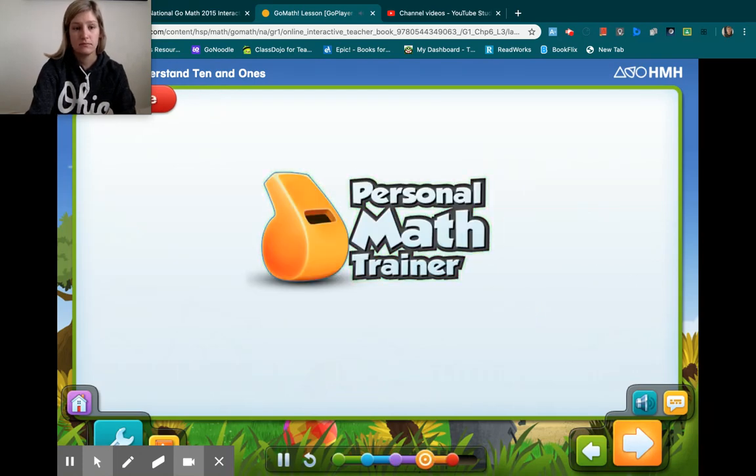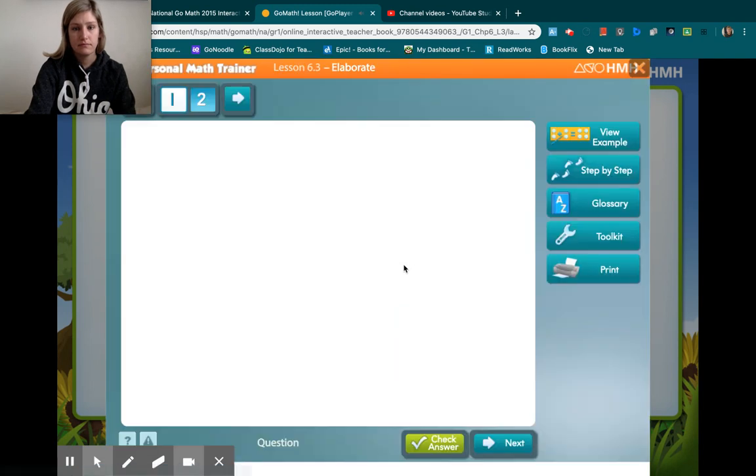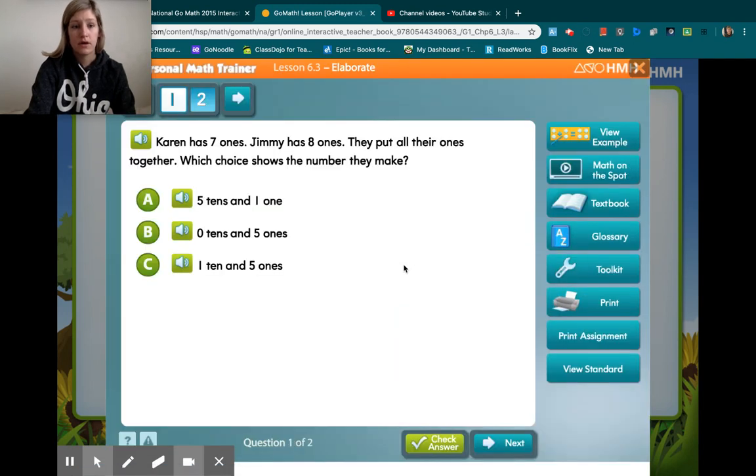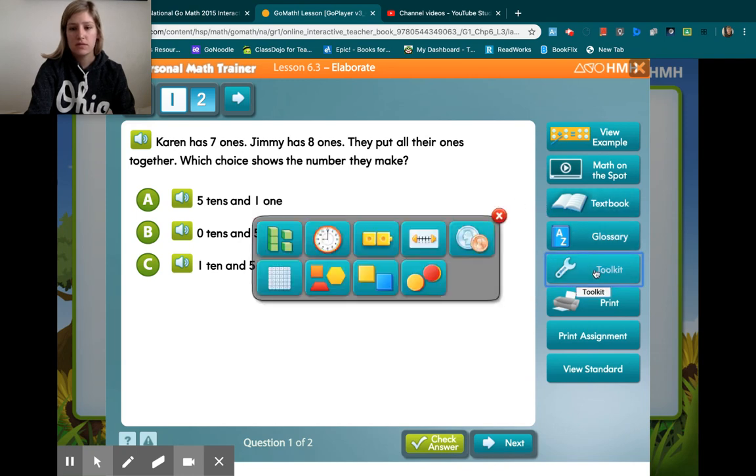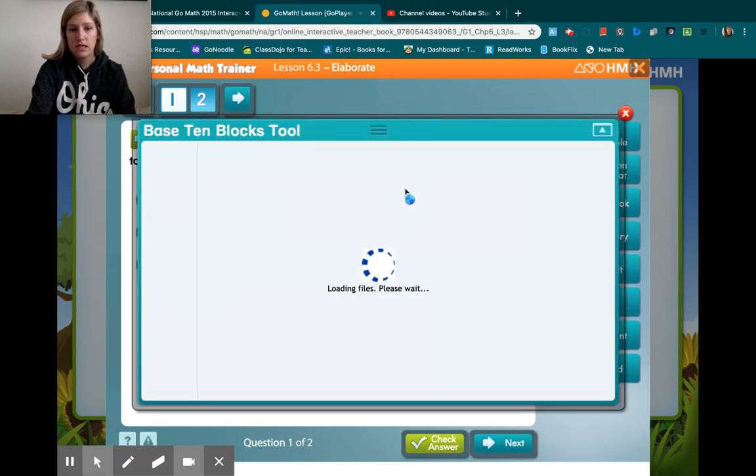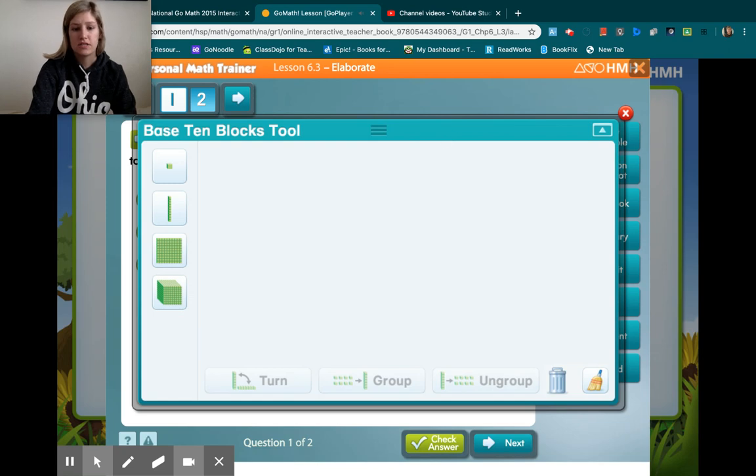Now let's practice with the personal math trainer. All right, let's look at what the personal math trainer has for us today. Okay, it says Karen has 7 ones. Jimmy has 8 ones. They put all their ones together. Which choice shows the number they make? So Mrs. Maris wants to see if in our toolkit we have 10 frames. You know what? I don't see 10 frames, but I do see cubes. Oh, this is perfect.